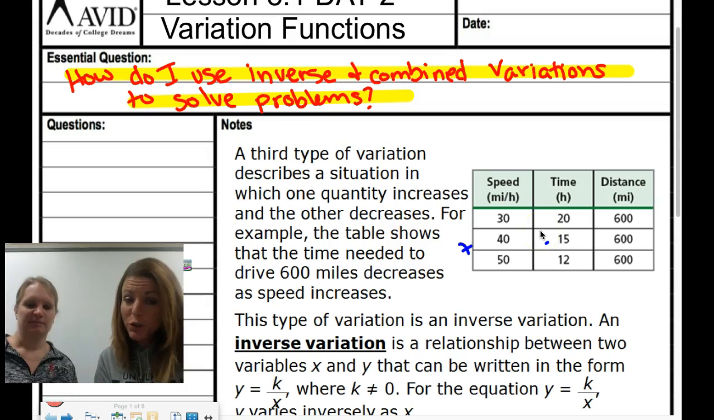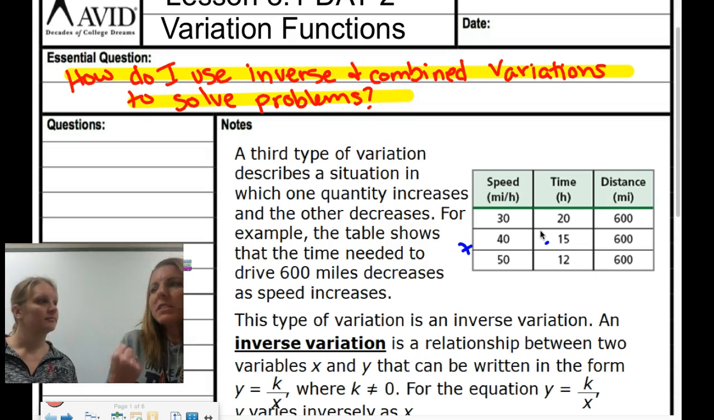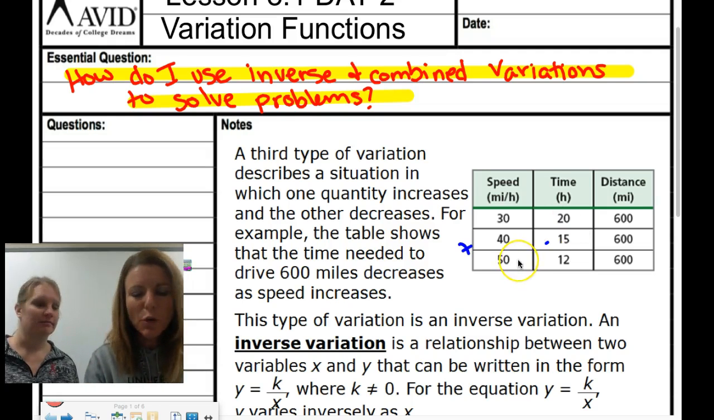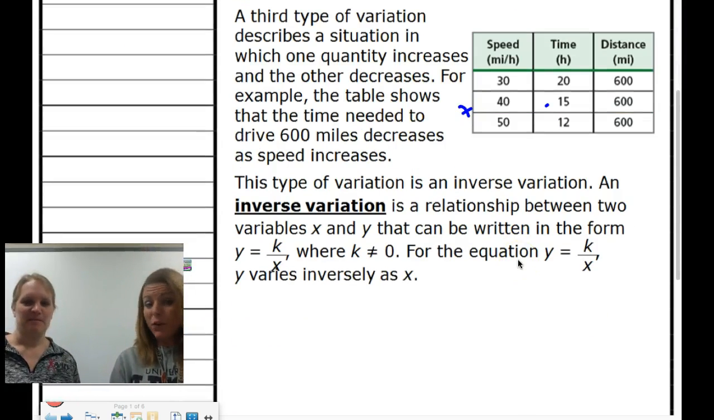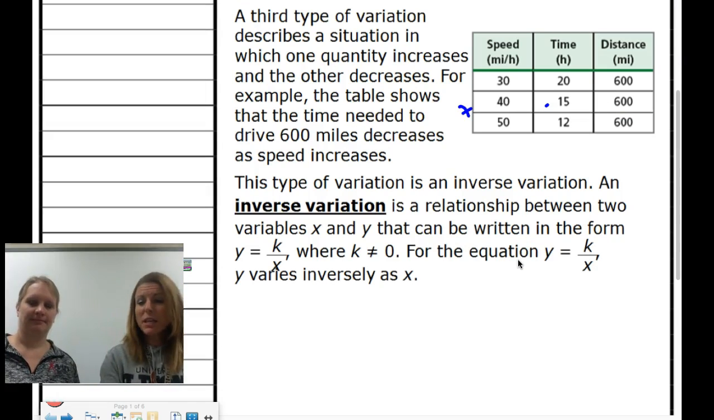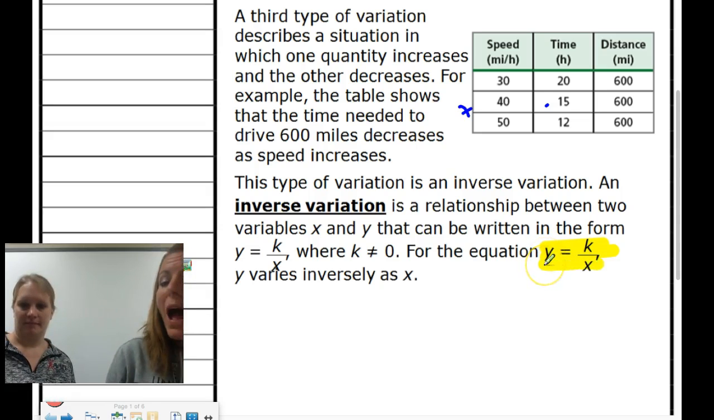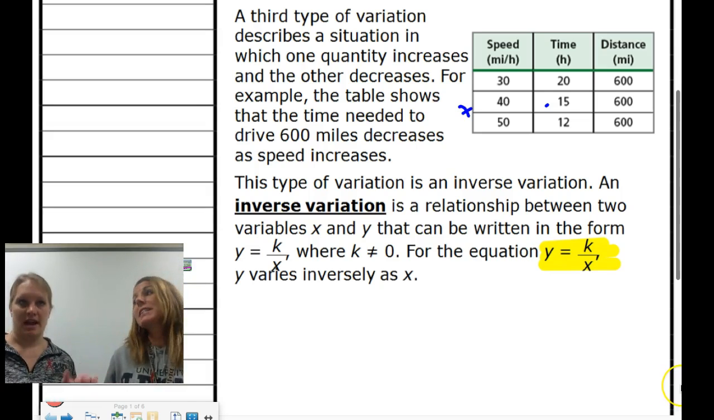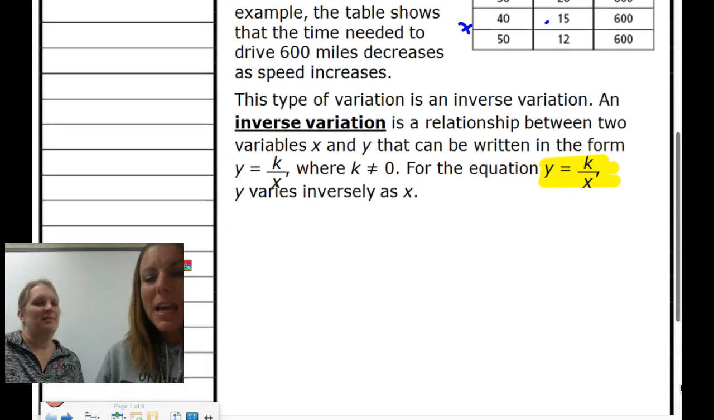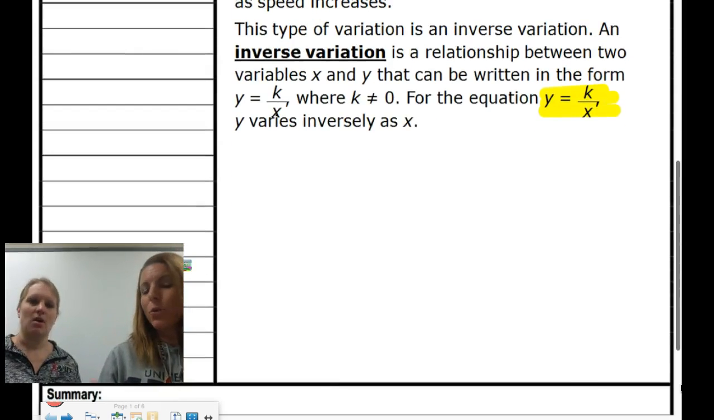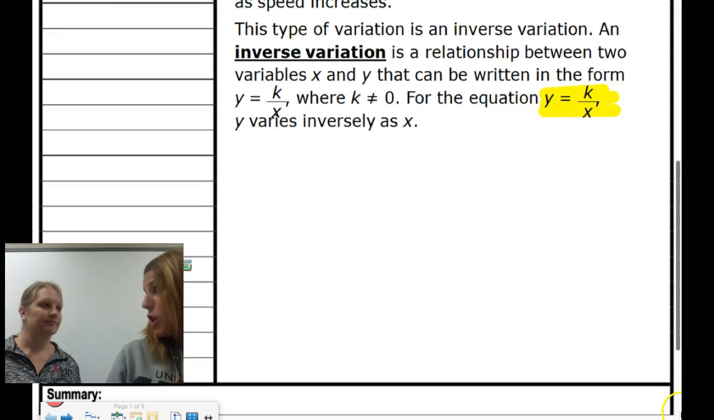The table shows that the time needed to drive 600 miles decreases as speed increases. That's common sense. The faster I go, the less time it's going to take me to get to my destination. But don't speed. This type of variation is an inverse variation, and the formula for inverse is y equals k over x. That says y varies inversely as x. Whereas yesterday it was y equals k times x. So we just do the opposite operation. We're going to get a problem where we know x and y, we solve for k, and then we rewrite it as an inverse variation function.